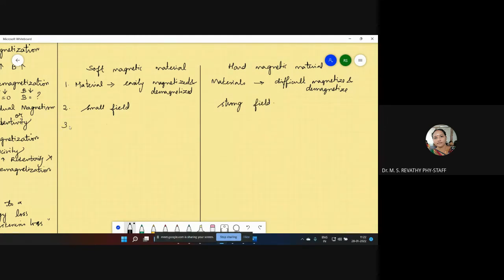Next, let us discuss the BH curve. So this is H and B. For soft magnetic material, the loop area will be narrow like this. In the case of hard magnetic material, with H and B, the loop area will be broad like this.